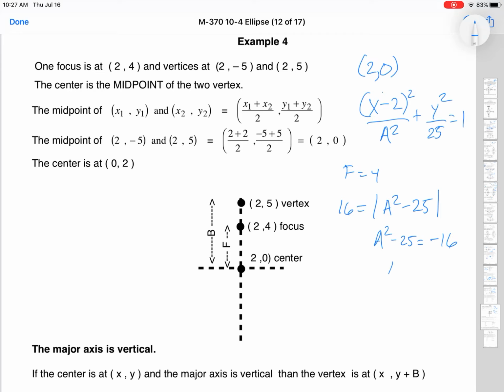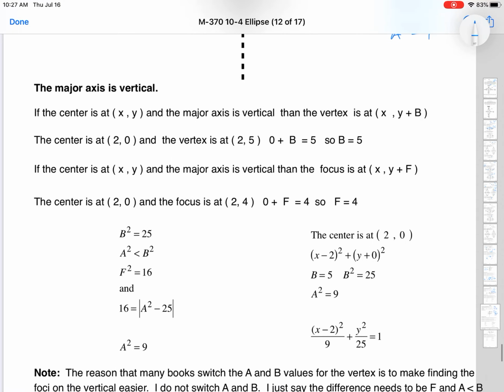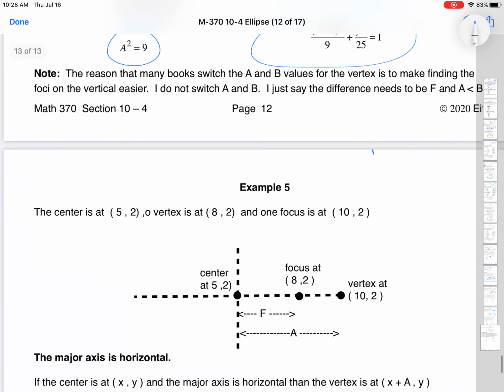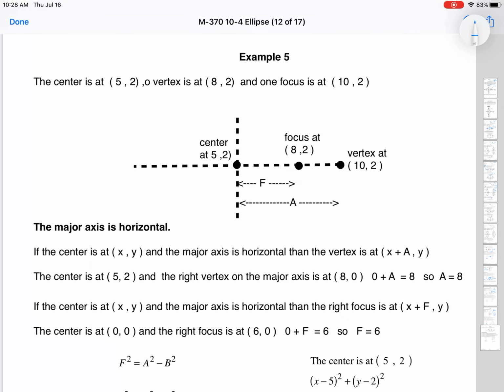And so if we add 25 over and think about the distance between 25 and 16, we get a 9. And so, well, that's all we needed. We needed to know what a squared was. A squared is 9, and let's see that all work out for him. A squared's 9, and then we get that nice formula there that matches. Super fun. And so this is just going to continue and continue. Here's another example of it.